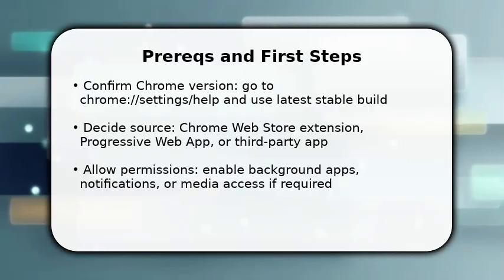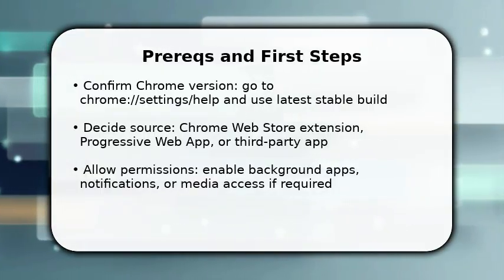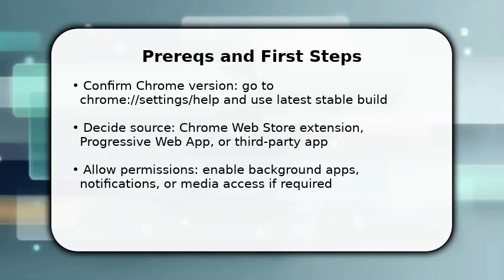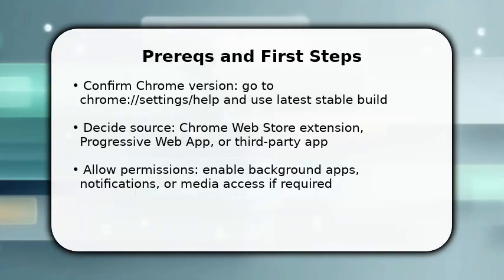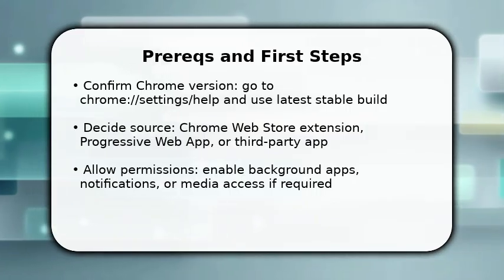You start by preparing Chrome and choosing your live wallpaper source. Verify Chrome is updated so animations run smoothly, then pick an extension or PWA. Each behaves differently. Once done, enable background apps and any media permissions. This prevents the wallpaper from pausing.